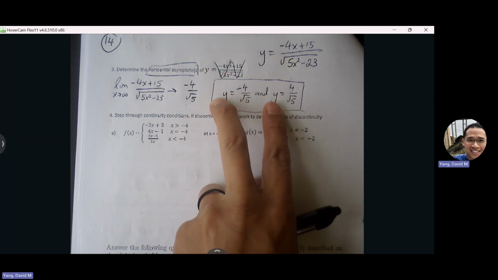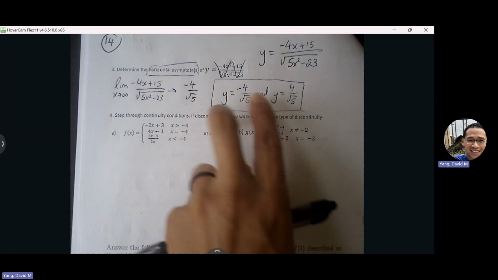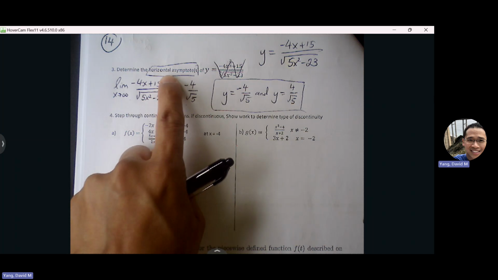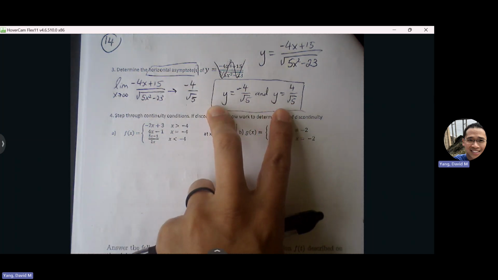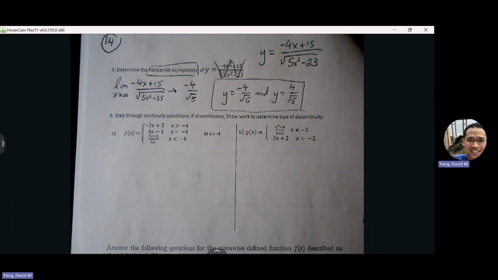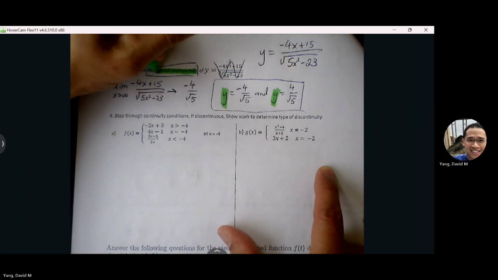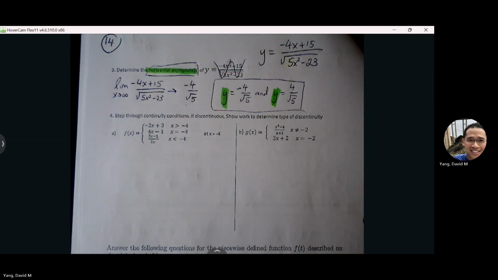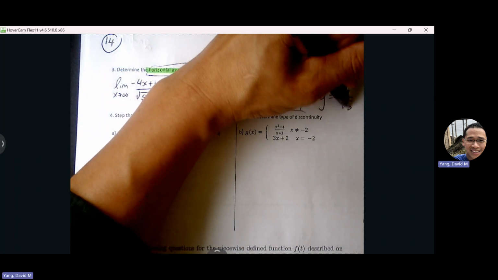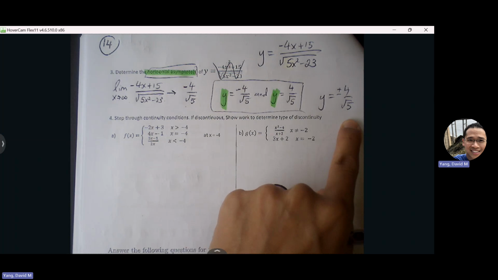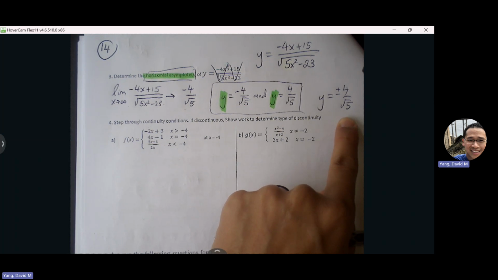Make sure that you specify y equals. Otherwise, if you just say the limit, then that's not true asymptote lines. You gotta say y equals. Or you can do this, y is equal to plus or minus 4/√5. That's fine as well. That's indicating that there are two lines there.